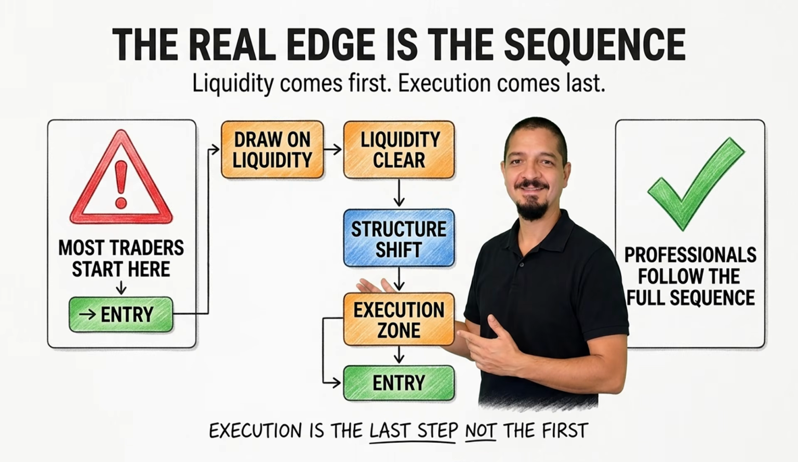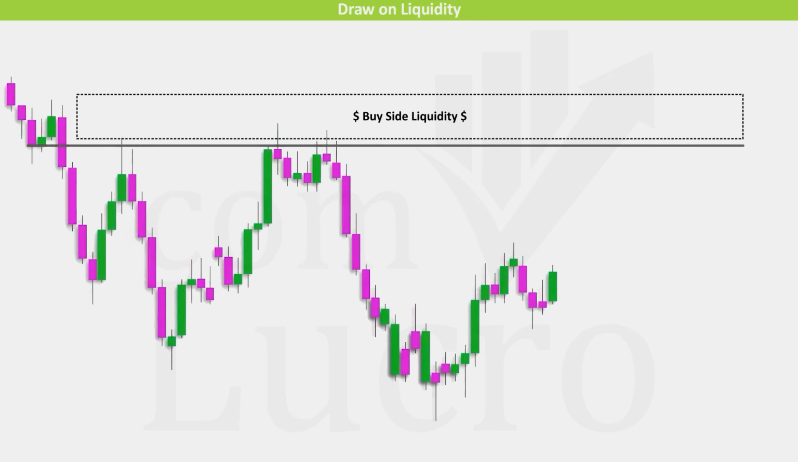But selecting the right zone is only part of the equation. The real edge comes from understanding how liquidity is drawn, how it is cleared, and how execution should be structured around that sequence. But what exactly is a draw on liquidity? It is the process of identifying a significant liquidity level that price is clearly moving toward. In practical terms, the market frequently gravitates toward areas where resting liquidity exists, such as equal highs, equal lows, or clearly defined swing highs and swing lows, because that is where clusters of pending orders are waiting to be executed and filled.